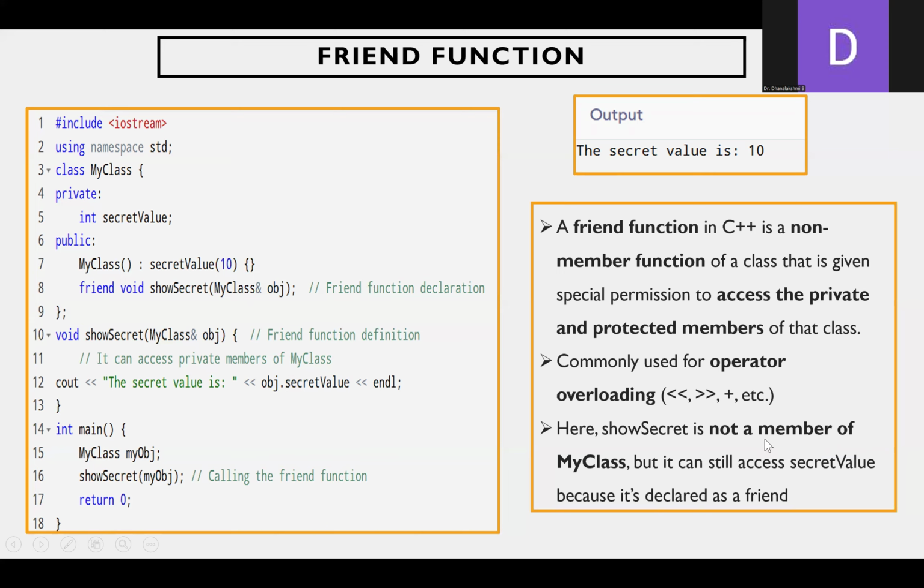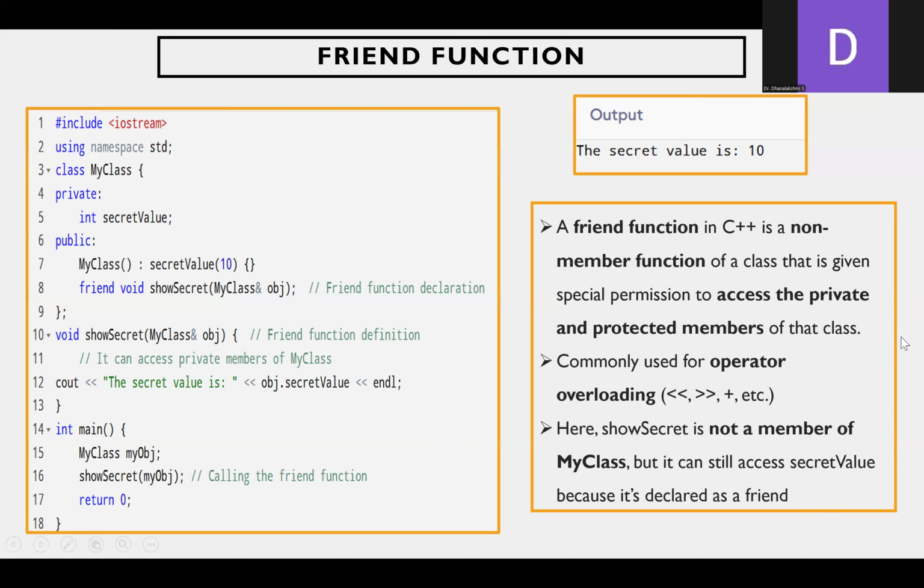But sometimes we need a non-member function to access them, for example, for operator overloading and for debugging. To allow this, C++ provides the concept of a friend function. A friend function is not part of the class, but it is granted special access to the private and the protected members. It is declared using the keyword friend inside the class.